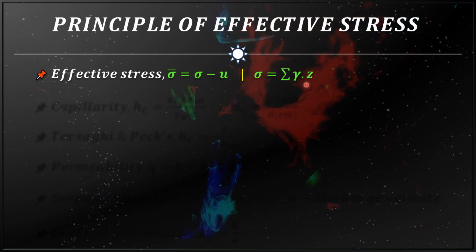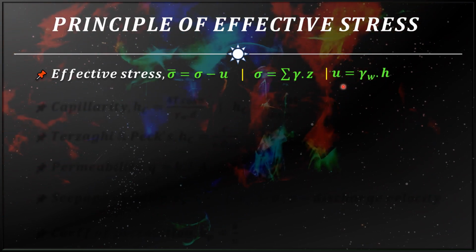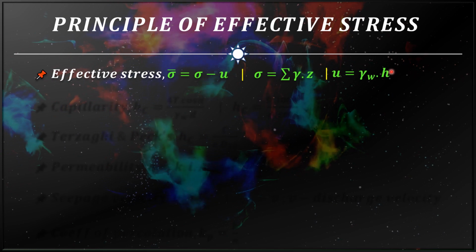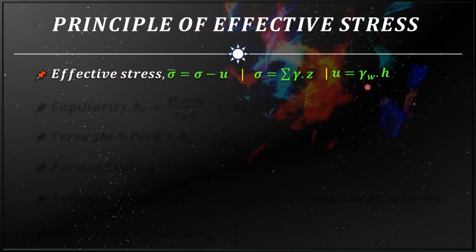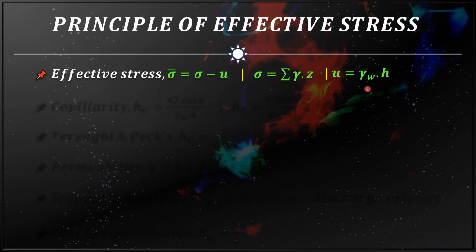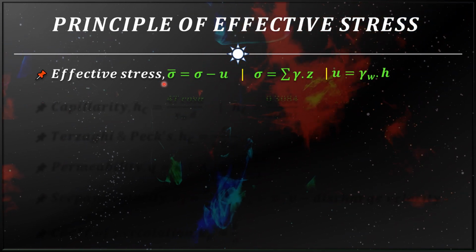is the total height of the soil strata, and U is the pore pressure, and pore pressure will be given by gamma W into H. H is the height of water table and gamma W is the unit weight of water, that is nothing but 9.81 kilonewton per meter square, and sigma minus U gives the answer for effective stress.